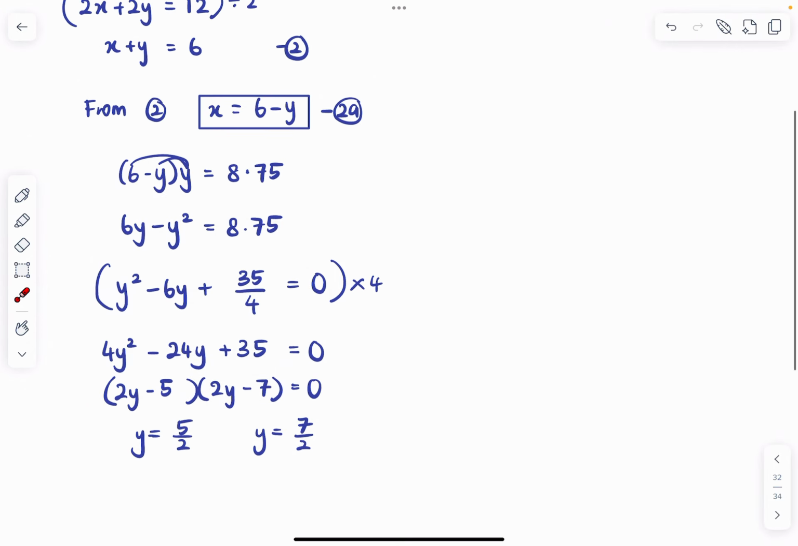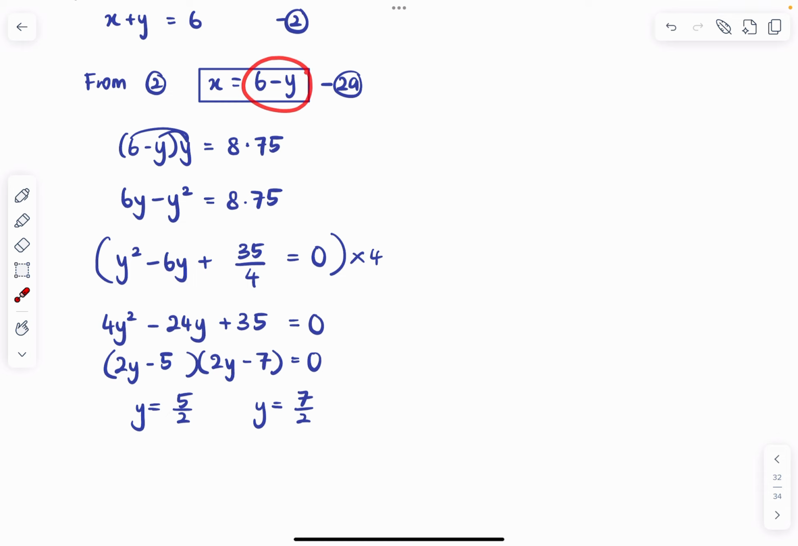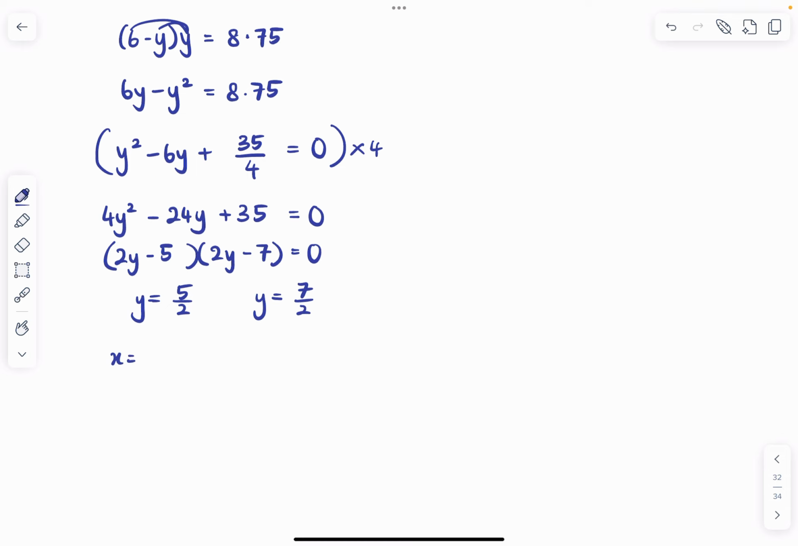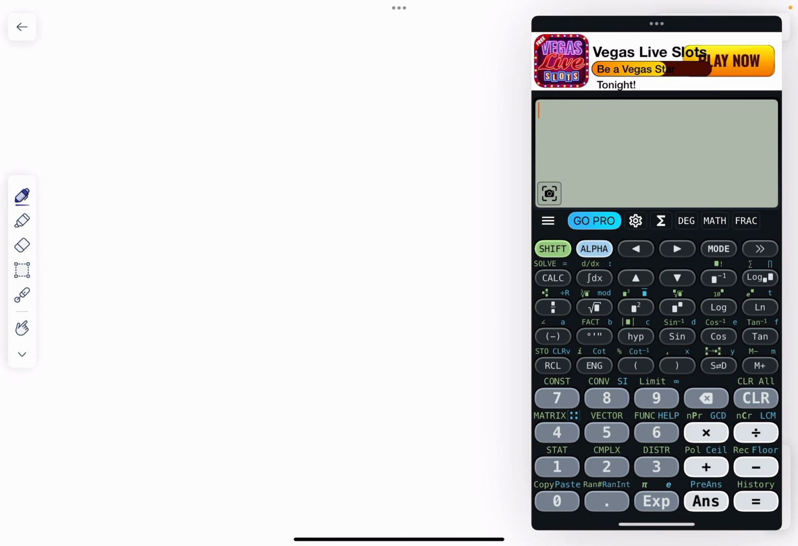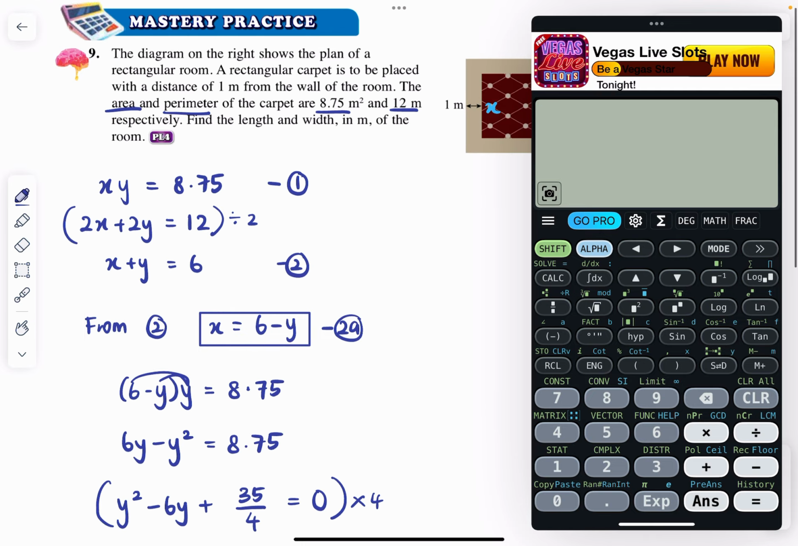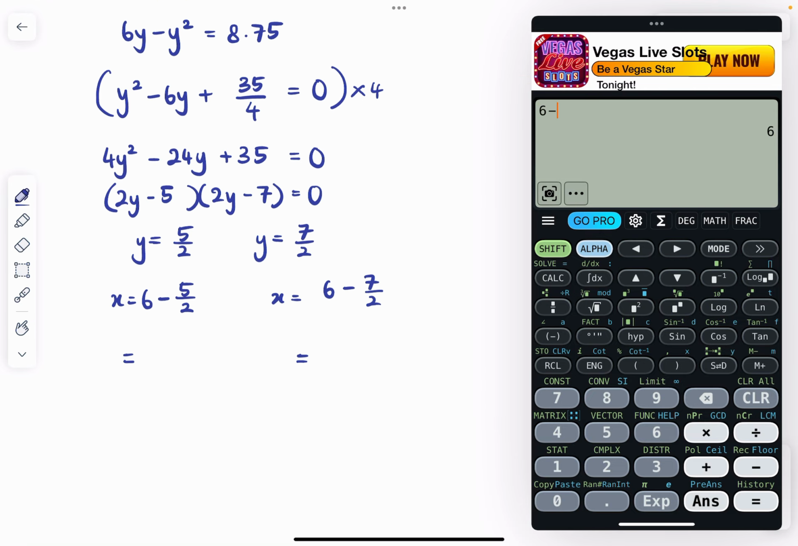Okay, now we need to find x. x is just 6 minus y. So 6 minus 5 over 2, or 6 minus 7 over 2. Okay. 6 minus 5 over 2 is 7 over 2. And 6 minus 7 over 2 should give us 5 over 2. Yep.